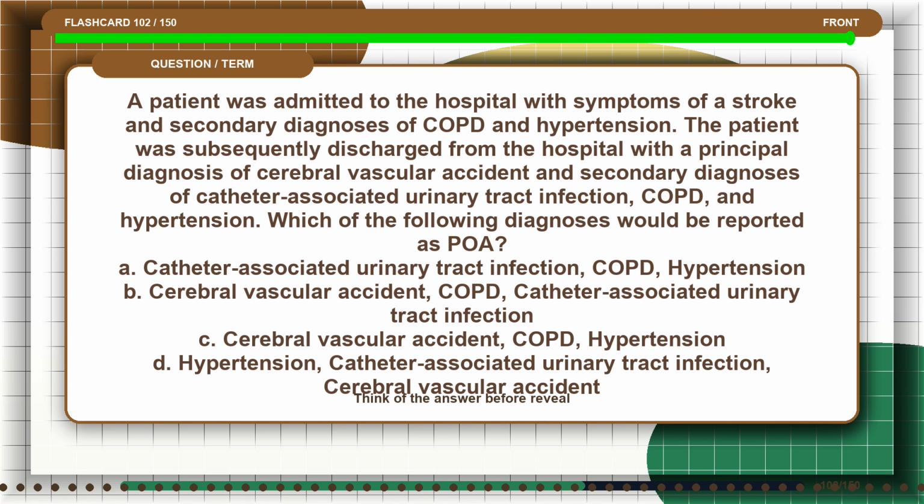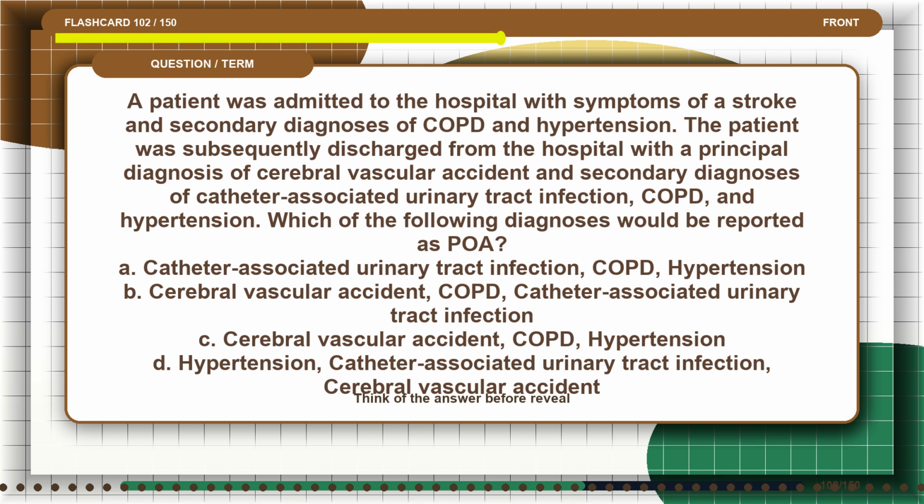Flashcard 102. A patient was admitted to the hospital with symptoms of a stroke and secondary diagnosis of COPD and hypertension. The patient was subsequently discharged from the hospital with a principal diagnosis of cerebral vascular accident and secondary diagnosis of catheter-associated urinary tract infection, COPD, and hypertension.